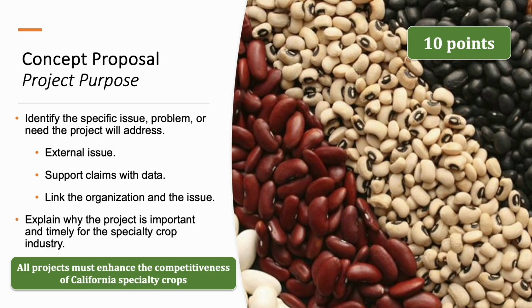In the second text box, explain why the issue you identified is important and timely for the specialty crop industry. This is also the place to list the specific specialty crops that will be affected if possible. Keep in mind the ultimate purpose of all projects must be to enhance the competitiveness of California specialty crops. This question is worth 10 points.